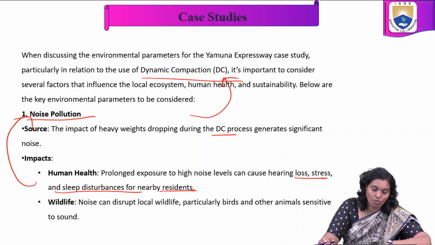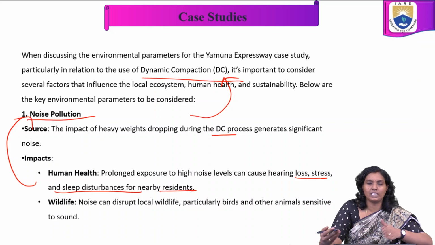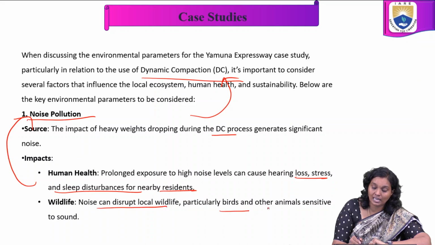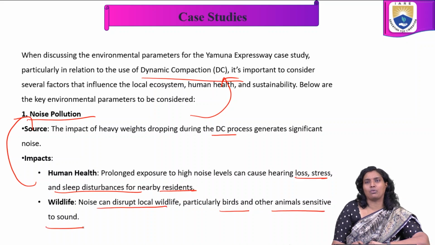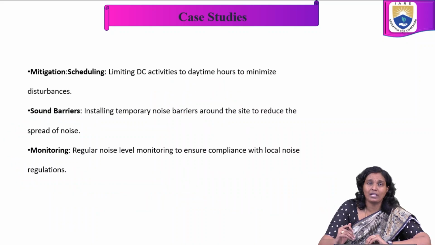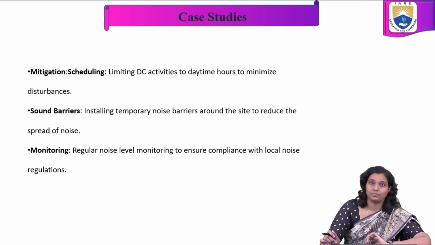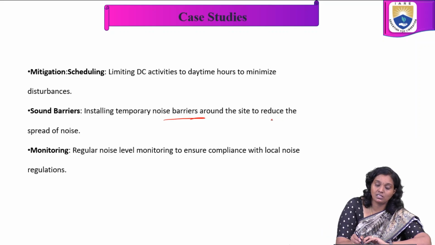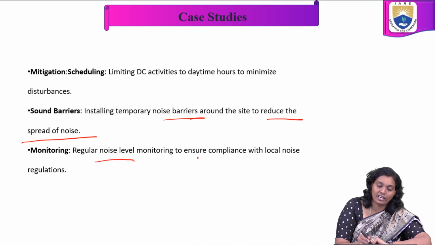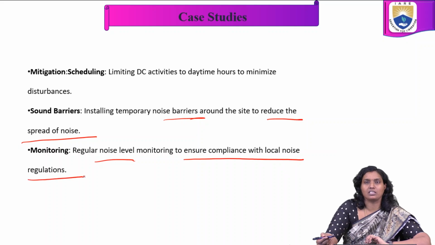Not only human life, but wildlife nearby, any kind of forest or other wildlife, is affected. Noise can disturb local wildlife, particularly birds and other animals sensitive to sound. In mitigation, we schedule dynamic compaction activities during daytime hours to minimize disturbances, and provide sound barriers, installing temporary noise barriers around the site to reduce the spread of noise. And regular noise level monitoring ensures compliance with local regulations.